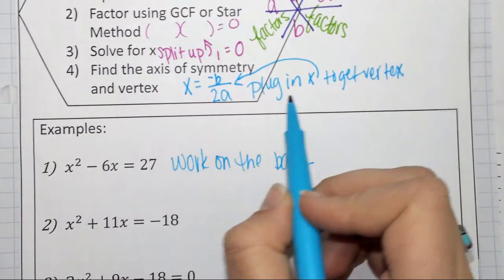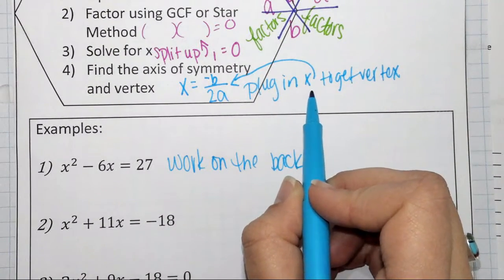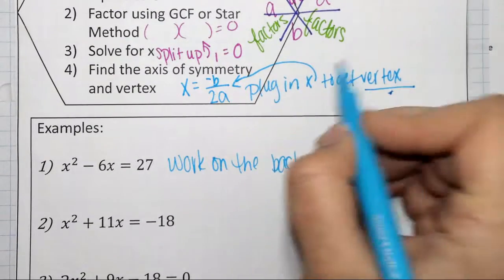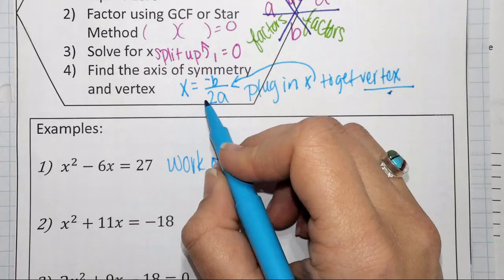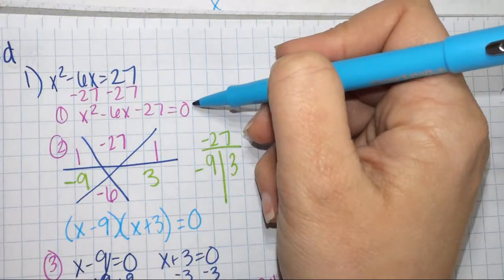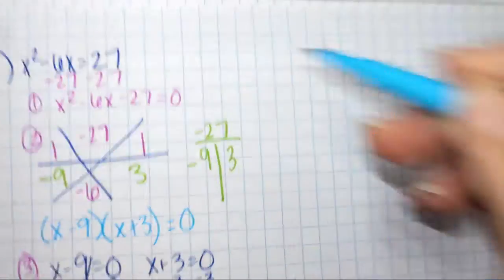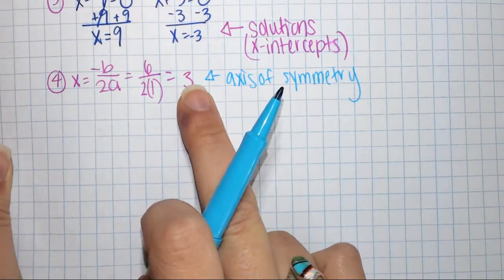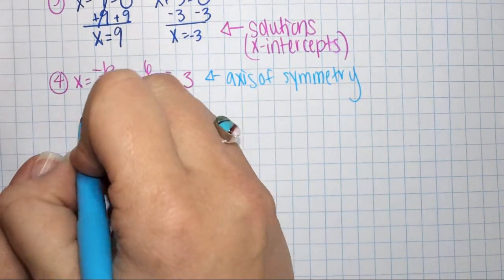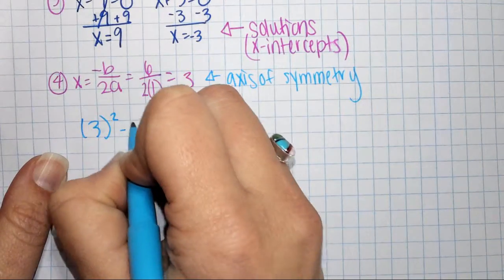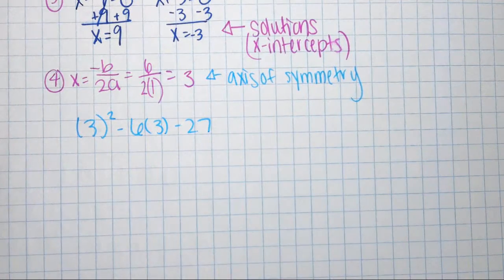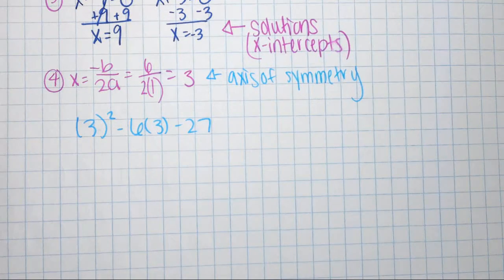This is your axis of symmetry, and then it says plug in vertex. So I'm going to plug in your axis of symmetry, x, back into my quadratic right here. So what was my axis of symmetry? 3. So it's 3 squared minus 6 times 3 minus 27. Work that out. Tell me what you get.